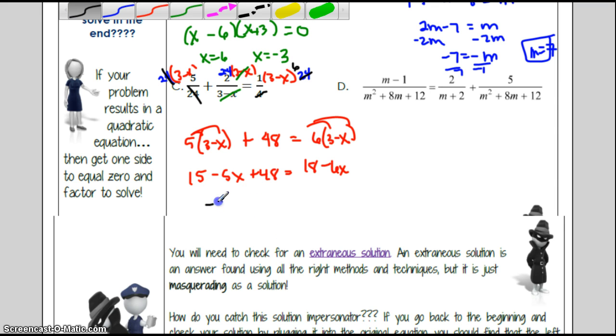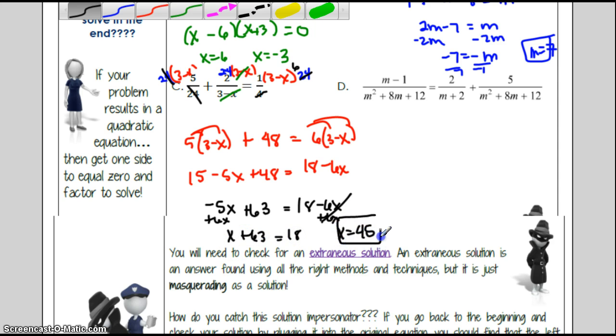So we wind up with negative 5x plus 63 equals 18 minus 6x. Let's add that 6x. Get it away there. So we have x plus 63 equals 18, minus 63, so x equals 45. So try that next one, D, on your own. Remember to multiply by the biggest thing, but first factor. So factor this shortcut method, then figure out, multiply those two factors on the top of everything and simplify.